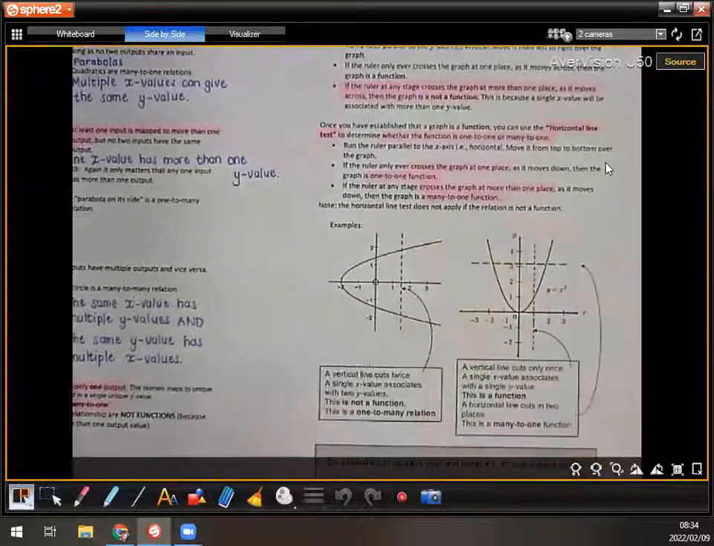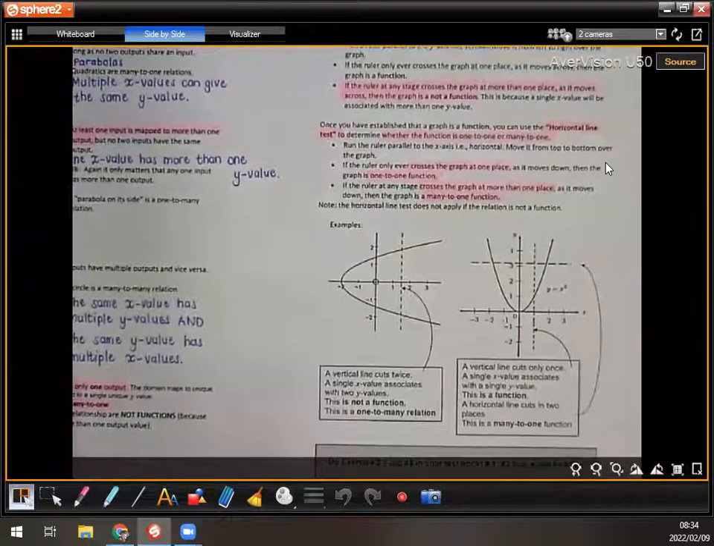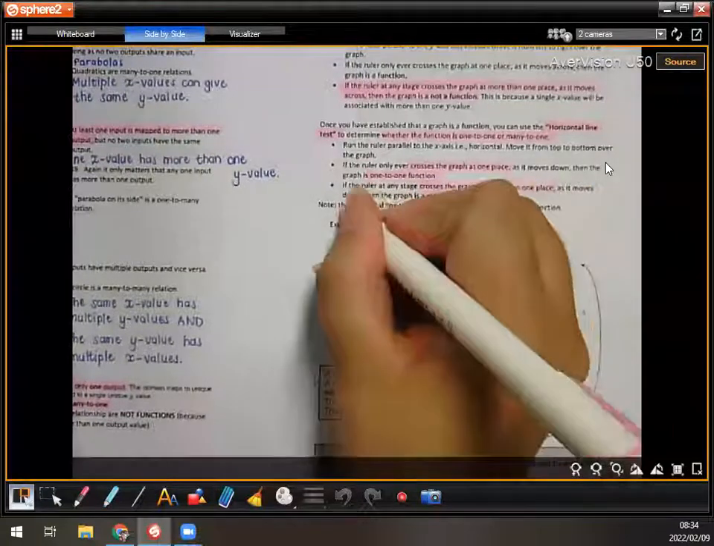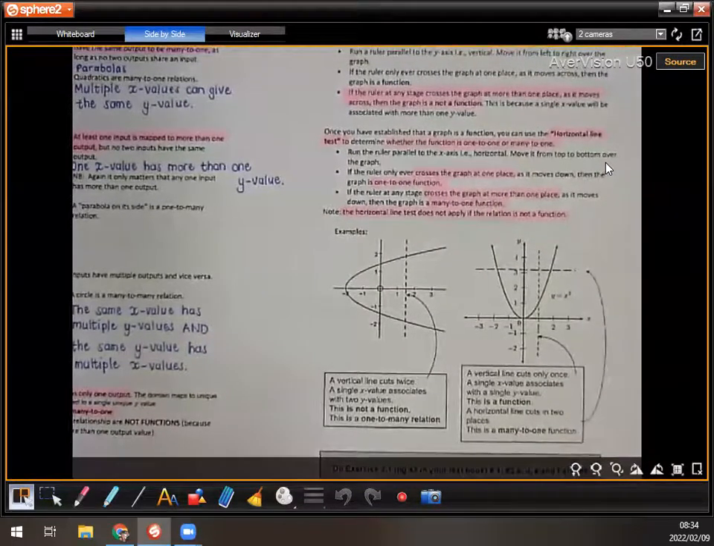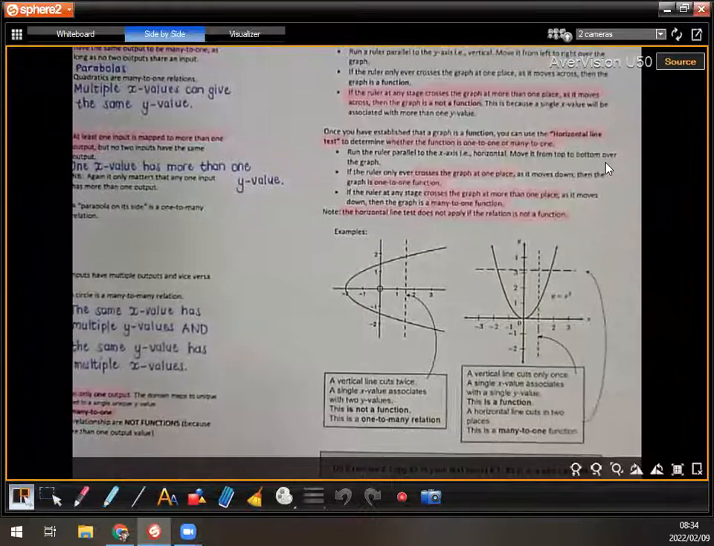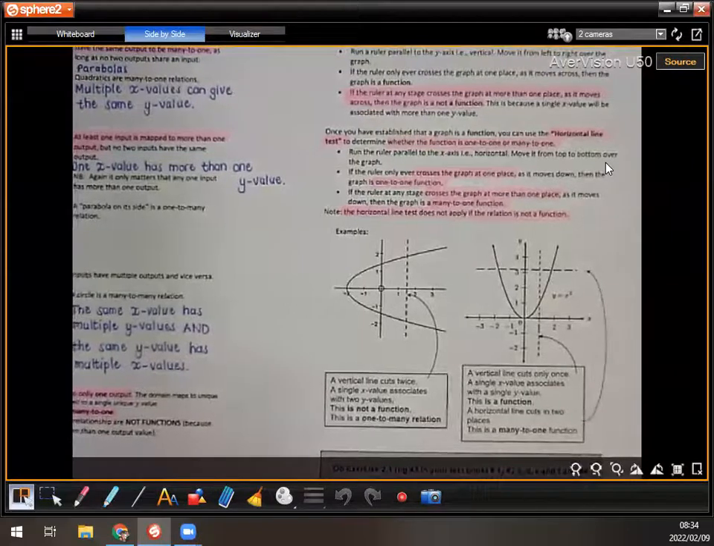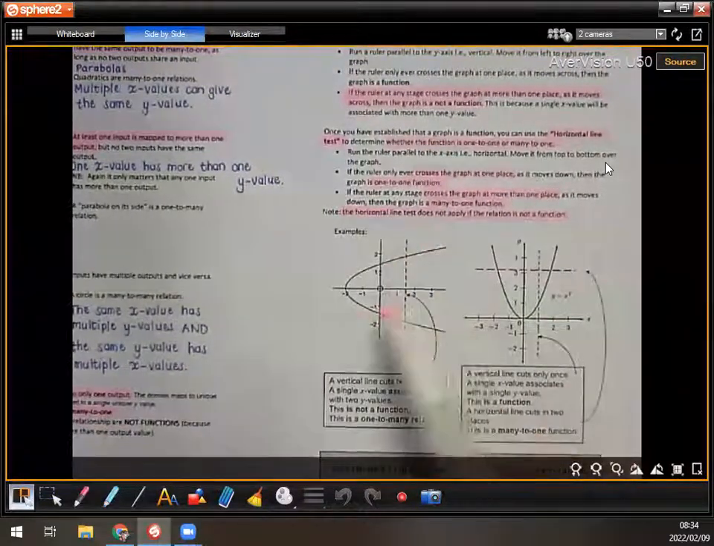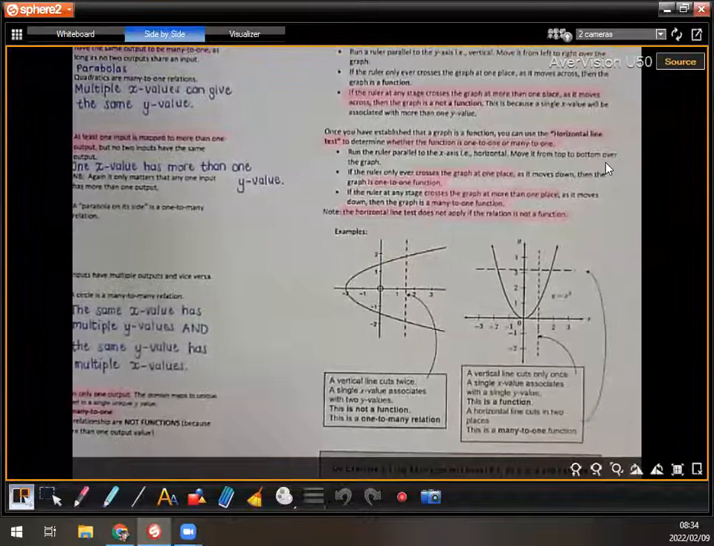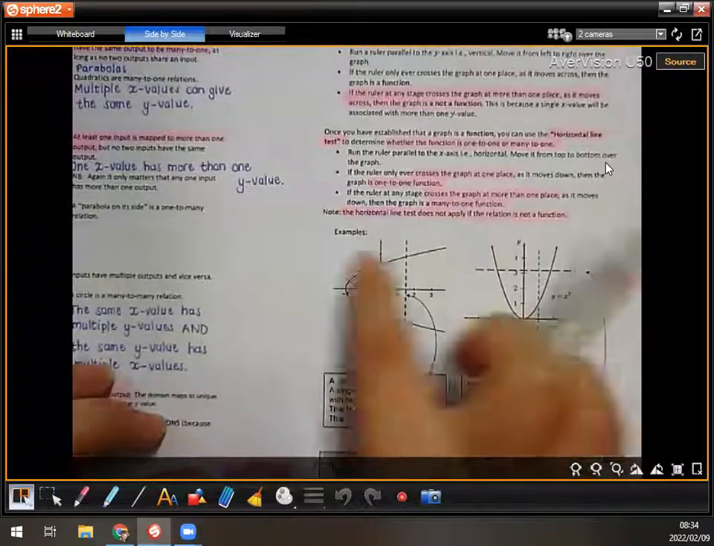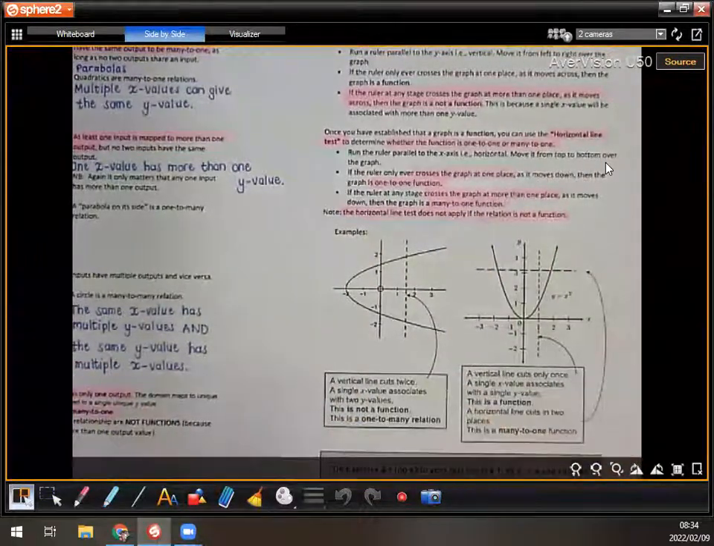Now this is important, guys. The horizontal line test does not apply if it's not a function. So let's just highlight that as well. If we're looking at this graph and they're asking us what type of relation it is, is it one-to-one, many-to-one, one-to-many or many-to-many? First, you need to check, is it a function? Are we all in agreement that this is not a function? Then we can't use the horizontal line test to decide what type of relation this is.